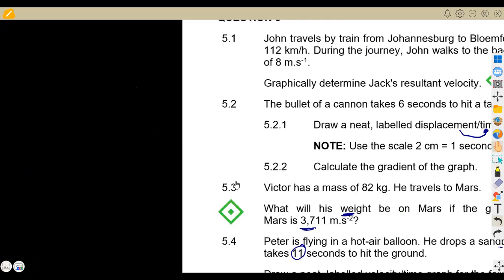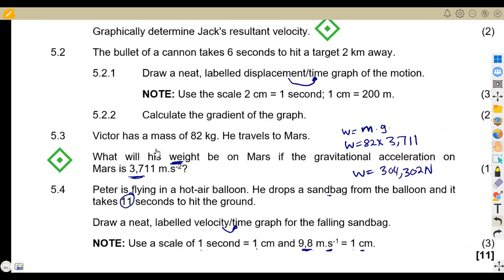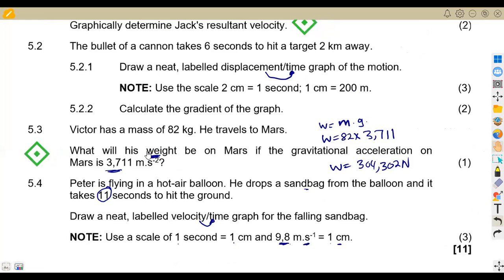Let's check the other part. So that was the last part, 5.4, having 3 marks. And to end everything on this question, that is 11 marks.